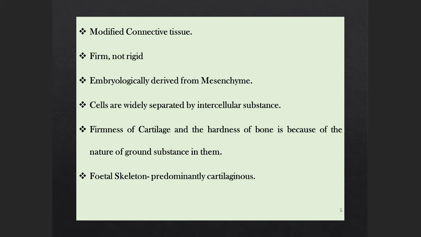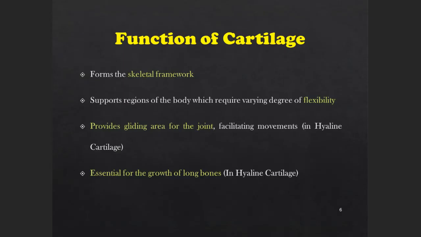Now, the fetal skeleton is predominantly cartilaginous. What are the functions of cartilage? First, it provides a skeletal framework. Second is flexibility. How does it provide the flexibility? It attaches to the end surface of the bone and helps in the articulating movements of the bone. Therefore, it provides the flexibility.